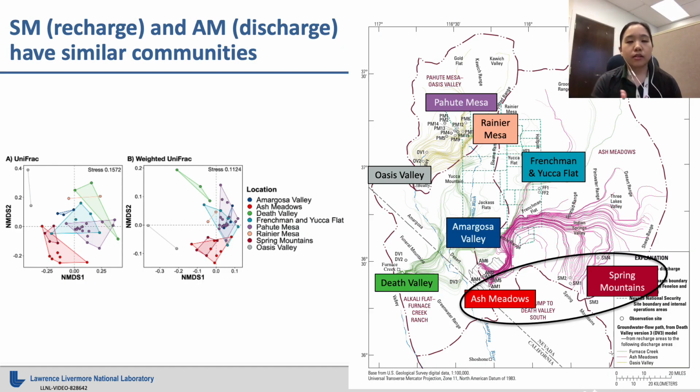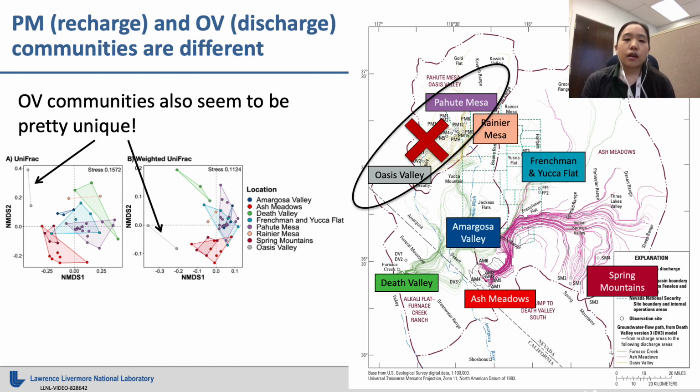So let's plot this alongside the map. First we can see that Spring Mountains and Ash Meadows have similar microbial communities. Next we can see that in the upper groundwater basin of DVRFS, the Paiute Mesa and Oasis Valley communities are actually different, and Oasis Valley communities actually seem to be pretty unique. So stay tuned for more on this discussion, or you can just skip ahead to the end.